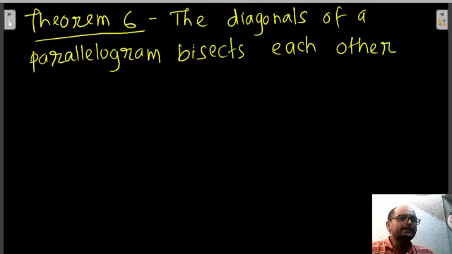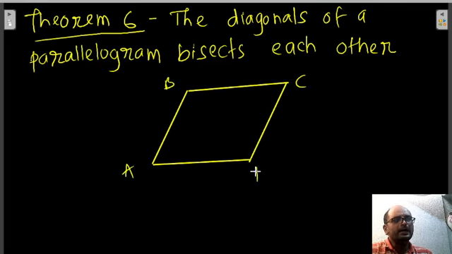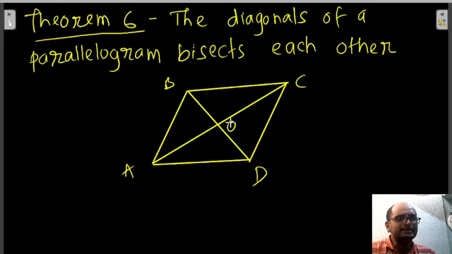See, what this is telling us is that if I draw a parallelogram like this, this is parallelogram ABCD, right? AC is one diagonal, and the other diagonal is this one, BD. So they bisect here at point O. This point is O. This is what the theorem means by bisecting each other. These are bisecting at point O, right?